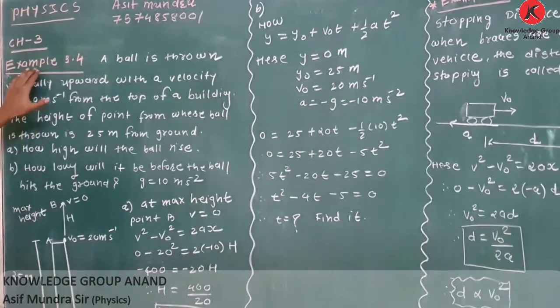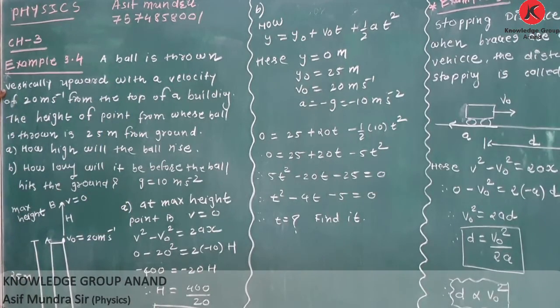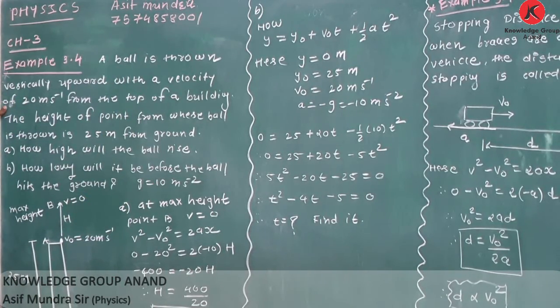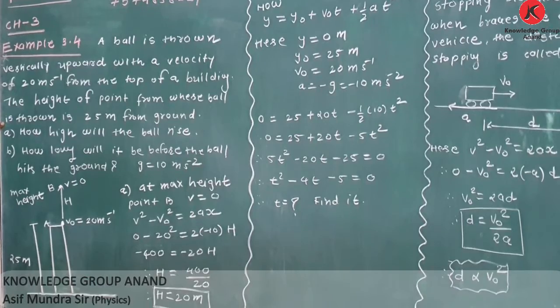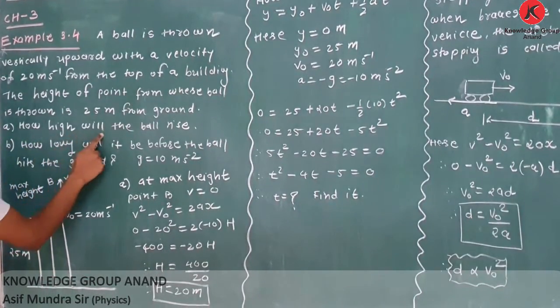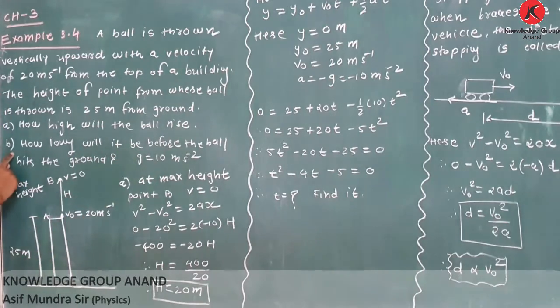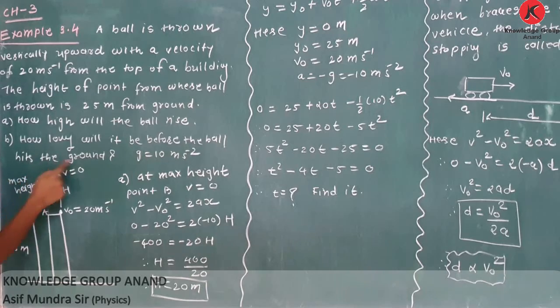See, example 3.4. What is the question? A ball is thrown vertically upward with a velocity of 20 meters per second from the top of a building. The height of the point from where the ball is thrown is 25 meters from the ground. Question A: How high will the ball rise? And question B: How long will it take before the ball hits the ground?